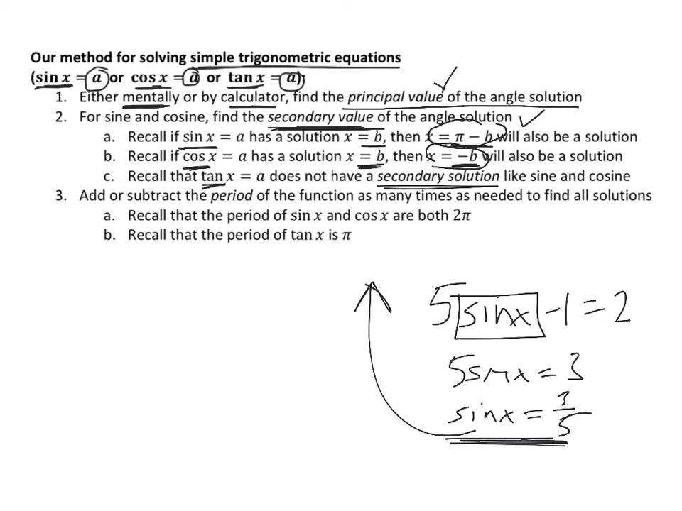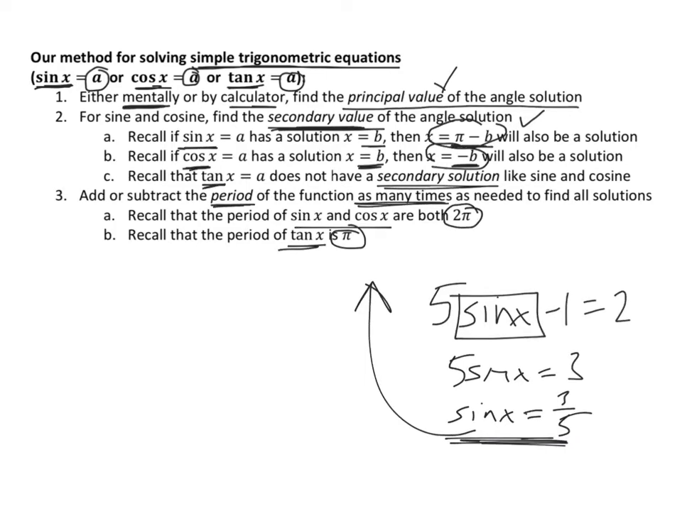After you have found those two solutions, your primary and your secondary, then you'll go through and add or subtract the period of the function as many times as you need to find all the solutions that are needed. Okay? Remember that the period for sine and cosine is 2 pi, and the period of tangent is pi.